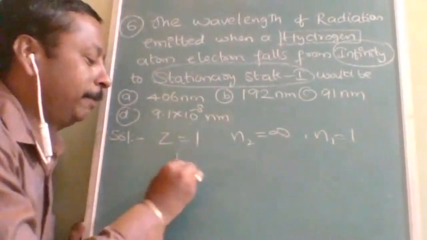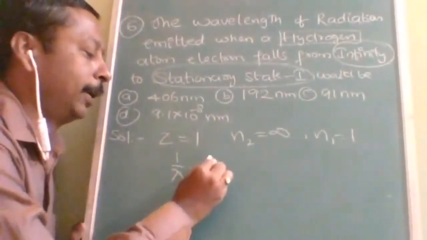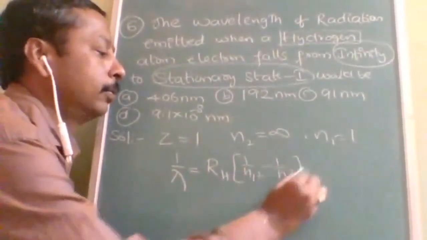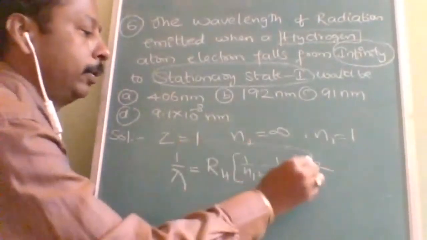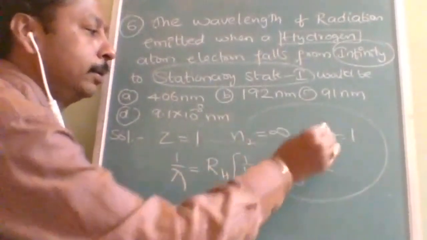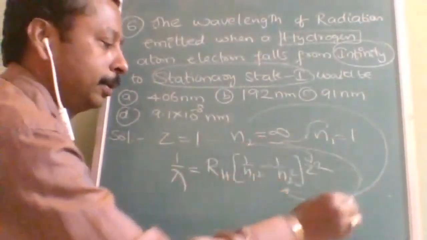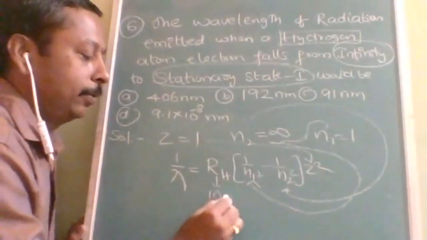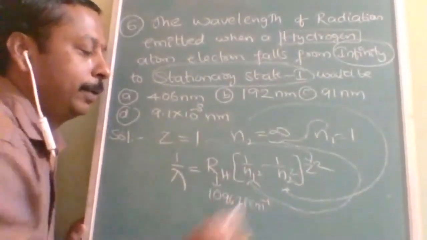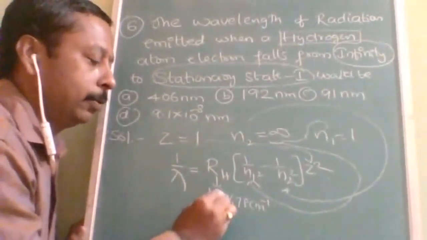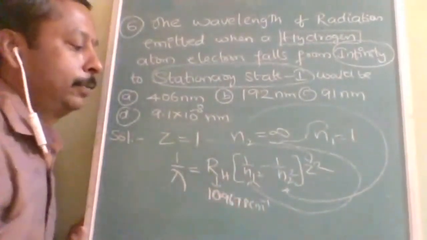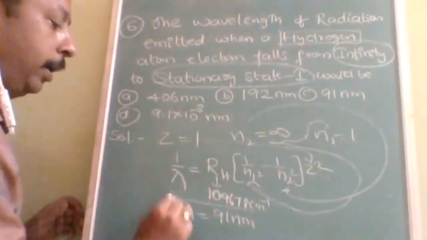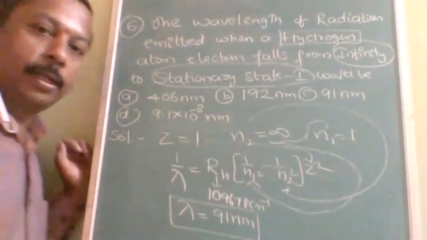Now 1 upon lambda, what we want is the wavelength, so 1 upon lambda is equal to RH into 1 upon n1 square minus 1 upon n2 square, into Z square. Z equal to 1, n2 is equal to infinity, and n1 is 1. And RH, from childhood you know that, is 109678 units, in centimeter inverse. So 109678 centimeter inverse. Put all of them and you will get 91 nanometer.